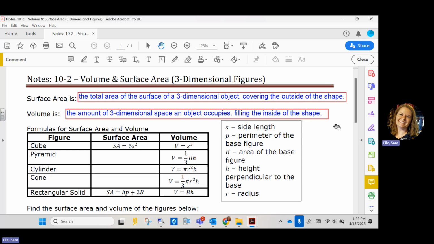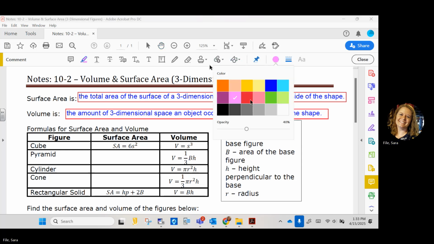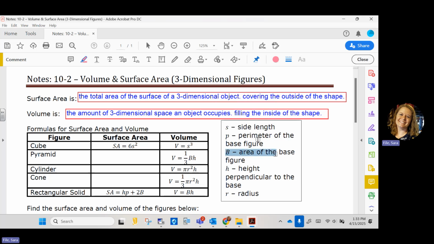All right, underneath this is a bunch of formulas. It's just a lot of stuff you have to be able to read and apply. There's not really anything for you to add here. I will try to do a little color coding for us. So the area of the base of the figure, that's going to be the capital B. You'll see it in the surface area of a rectangular prism and in the volume. You'll see it in the volume of the pyramid.